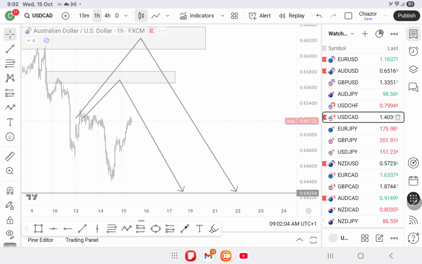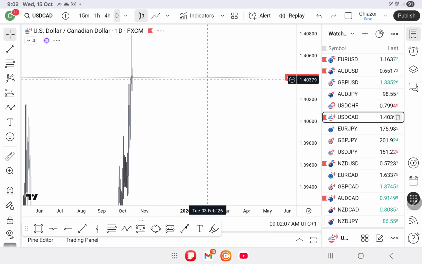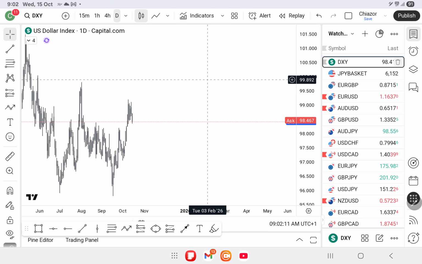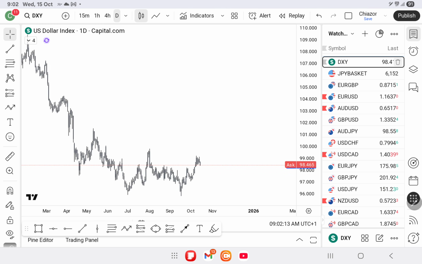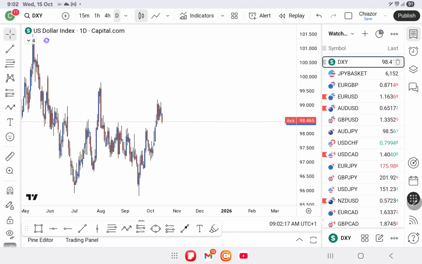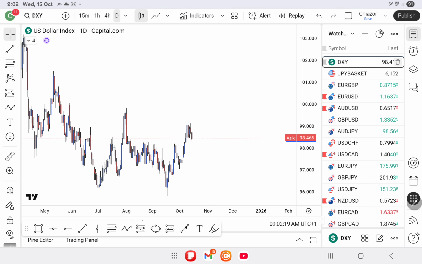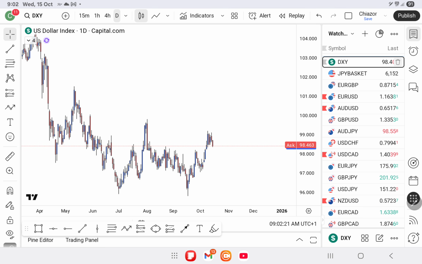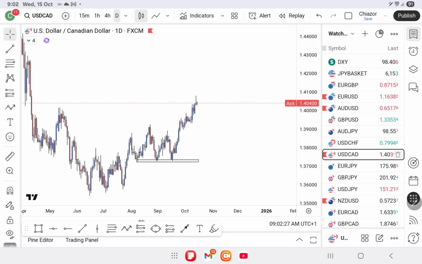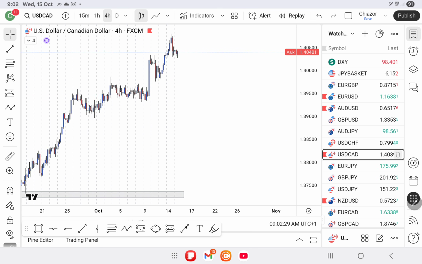Now let's look at USD CAD. Let's see what we're expecting on USD CAD. If you remember DXY, I think I shared DXY with you guys on Monday. I told you that DXY is giving us strong higher highs and higher lows, even on the daily time frame, which is an indicator that the US dollar is going to be gaining strength very soon. So currencies like USD CAD might keep rallying up very well.